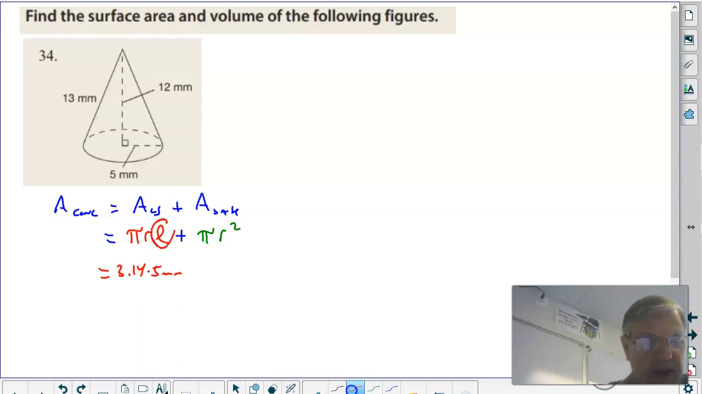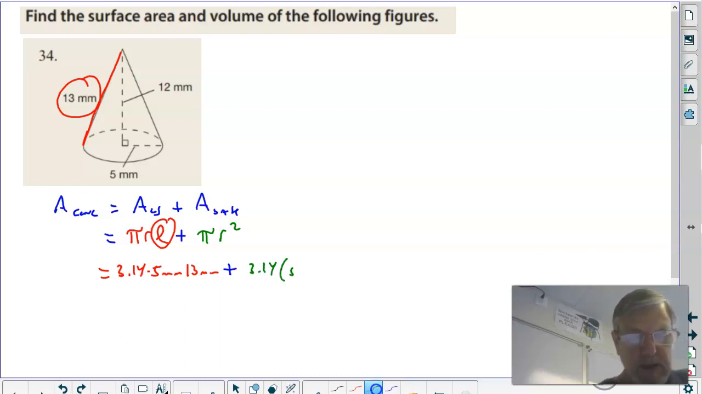Now, what is this L? So you have to understand that this L is this length right here. That is really an important aspect to it, that you understand that L is the 13 millimeters. It's called the slant height, and that's why we label it L. All right, and then plus pi r squared, and r is obviously 5 millimeters squared.